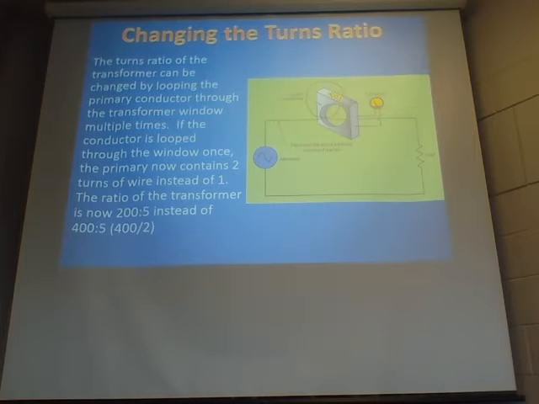The turns ratio of the transformer can be changed by looping the primary conductor through the transformer window multiple times. If that conductor is looped through the window once, so instead of going straight through, you're looping it once and then going through, you get that current going through there twice for the conductor. The primary now contains 2 turns of wire instead of 1. The ratio of the transformer is now 200 to 5 instead of 400 to 5.